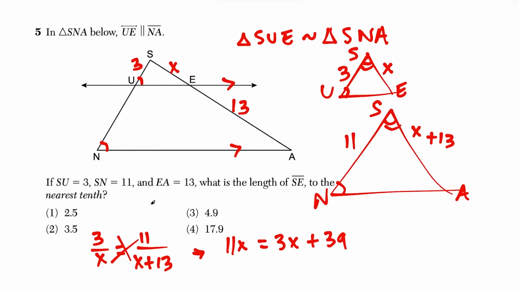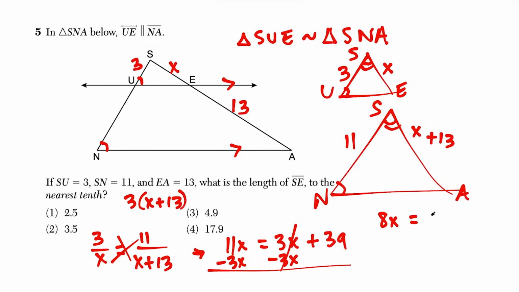So what I did over here, I did this math in my head, but I did 3 times x plus 13. So I had to make sure to distribute, and that gave us this right side here. So now I just solve for x. I go minus 3x on both sides. And on the right side, these terms cancel. And on the left side, we have 11 minus 3 is 8. So 11x minus 3x gives us 8x, and this is equal to 39.